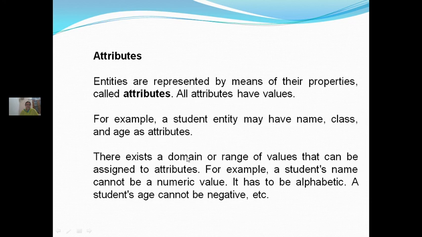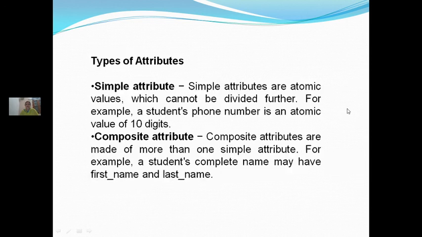Next, there exists a domain or range of values that can be assigned to attributes. For example, a student's name cannot be a numeric value. It has to be alphabetic. A student's age cannot be negative, etc. Now this is about attributes. Now let us move to the next slide.